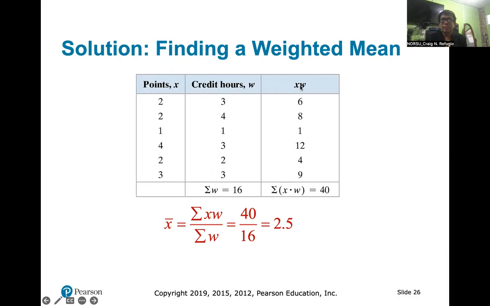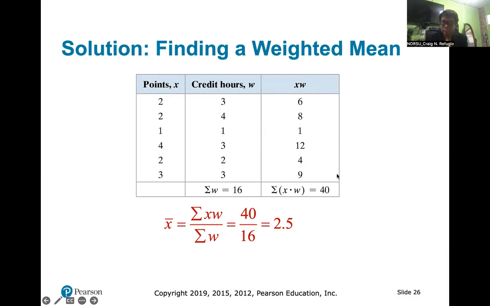And then XW, the product of the first and second columns. So we have 2 times 3, 6; 2 times 4, 8; 1 times 1, 1; 4 times 3, 12; 2 times 2, 4; 3 times 3, 9. Adding all of this will give you the summation of XW. So the total is 40. That is 6 plus 8 plus 1 plus 12 plus 4 plus 9.